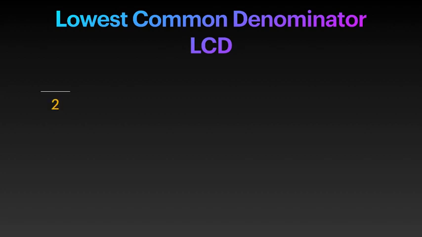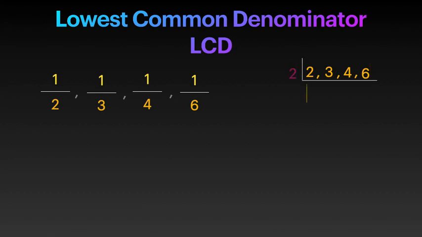Okay students, now we are coming back to how to find the common denominator. But please remember there are two types of common denominators. One is the highest common denominator, the other one is the lowest common denominator. Here we are dealing with the lowest common denominator. Its acronym is LCD. Now let's have an example: 1/2, 1/3, 1/4, 1/6. Find the common denominator.